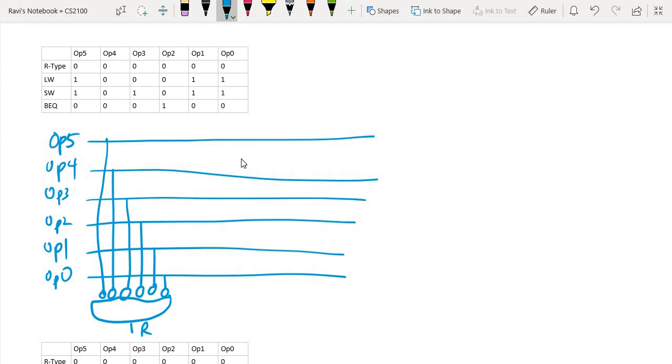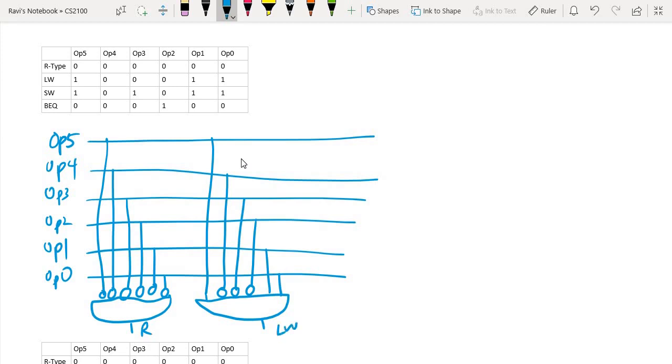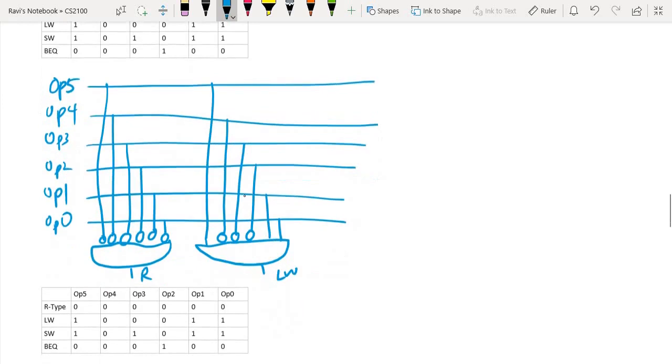For load word, it is basically the same thing. You follow through. So for example, for load word, bit 5 here must be a 1, and bits 4, 3, 2 must be 0. So whenever it's a 0, it becomes an active low input to the AND gate, and then 1s are 1s. Similarly, you can follow this approach for all the other control signals. So that is one way of approaching this question using the 6-bit opcode.